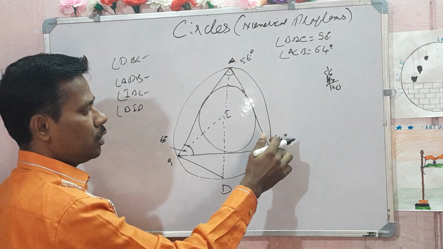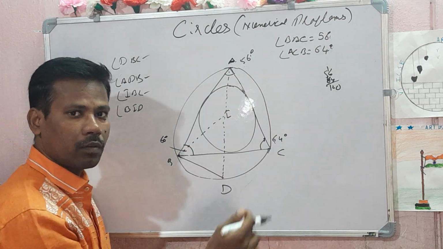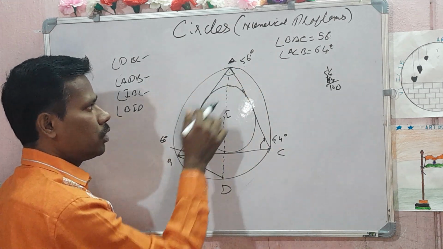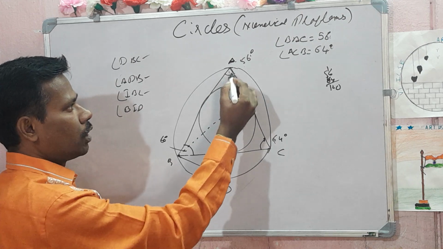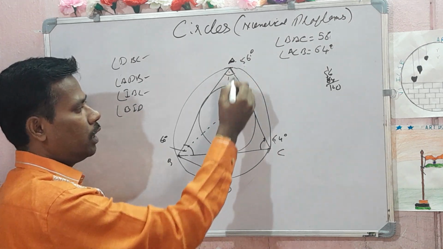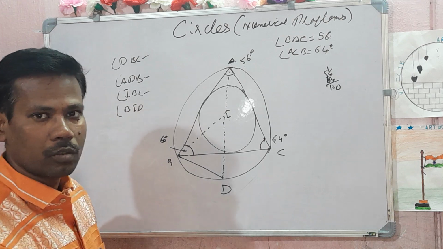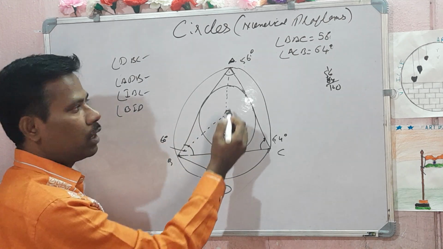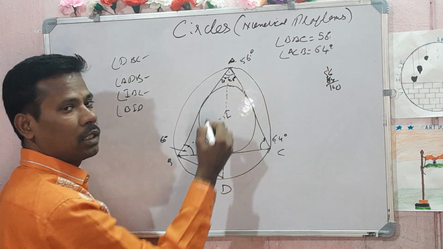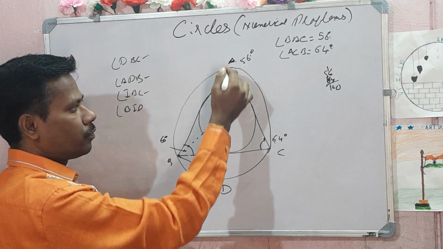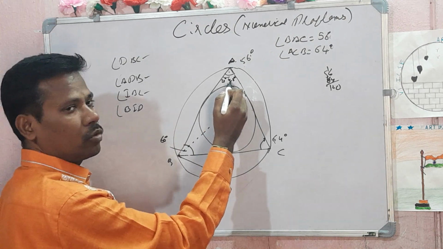So if this is 56 and this is 64, you write down all the steps. Angle A plus angle B plus angle C is 180. So therefore angle B is equal to 180 minus 120, you will get 60 degrees. Now if this is 56 and AI is the angle bisector, I is the incenter, therefore this angle is how much? 28 degrees, right? Internal bisector means dividing the angle into two equal parts.